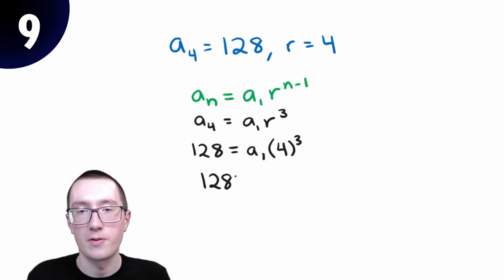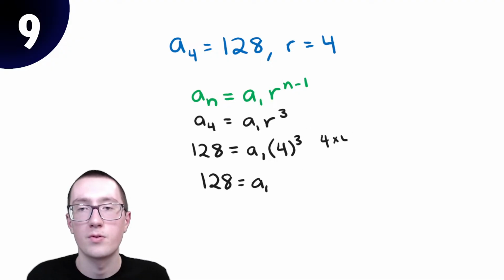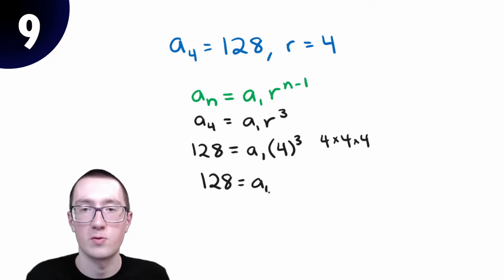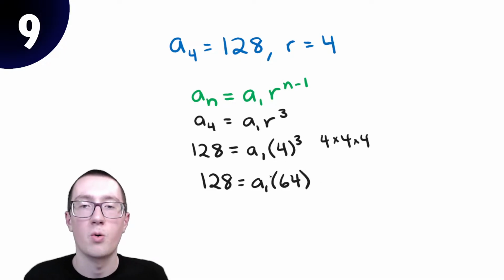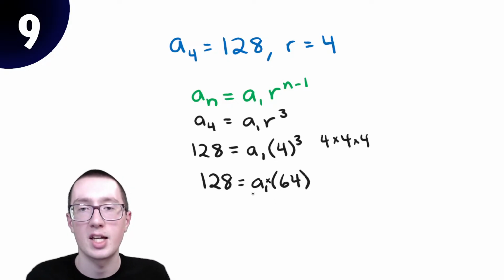So let's go ahead and simplify this more. So 4 to the third power is 4 times 4 times 4. So 4 times 4 is 16. Times 4 is 64. You could put that in your calculator if you weren't sure. So now to get A1 by itself, we just need to recognize this is multiplication, right? Because there's no sign. So the opposite of multiplication is division. We'll divide both sides by 64.